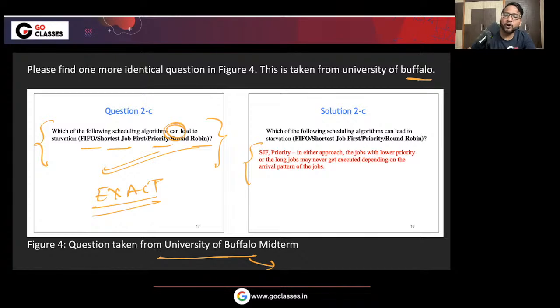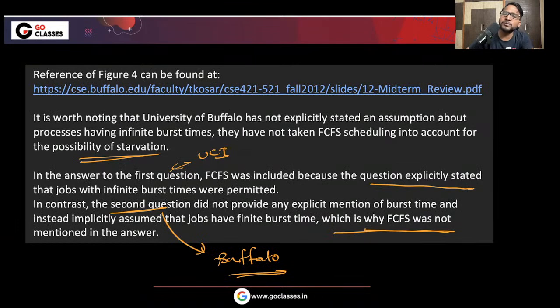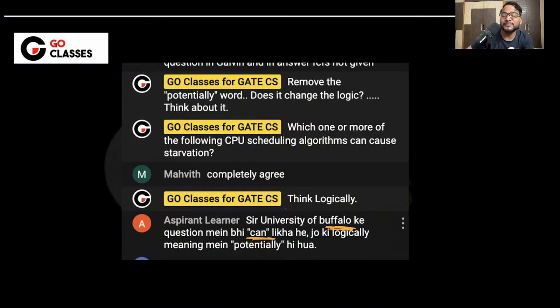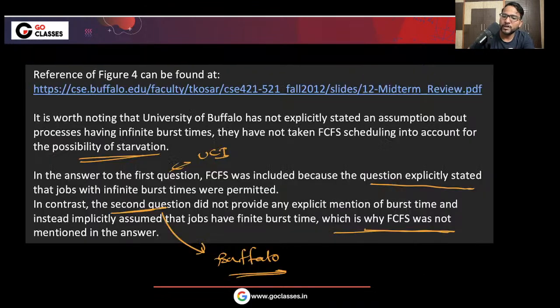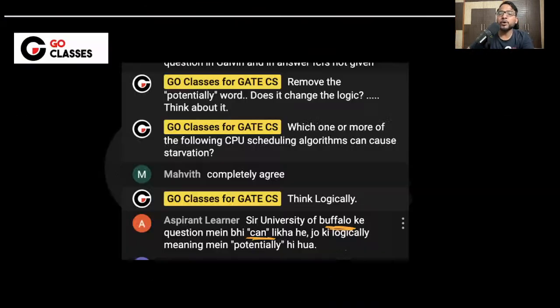Okay, so I hope you're getting it. This "potentially" has nothing to do here. You remove it and let me know what the answer is. In fact, the University of Buffalo is saying "can," which also means "potentially," right? I hope this confusion about "potentially" is clear to everyone. Yes, it has nothing to do here. Let me know if you are convinced or there is some issue with the word.